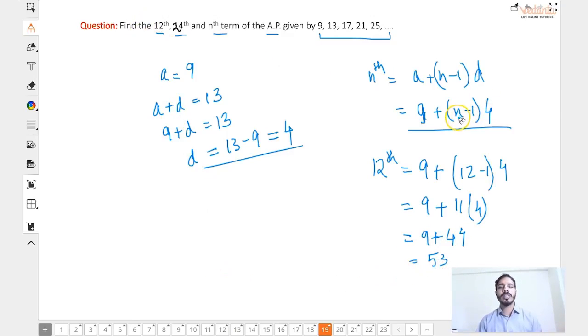Similarly, I can put n as 24 and I can find out the value of this, right? So in this way, this is very, very simple. So let me go to the next question.